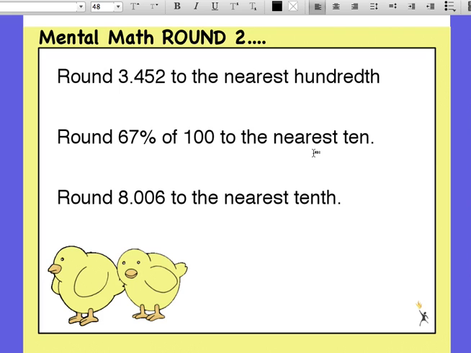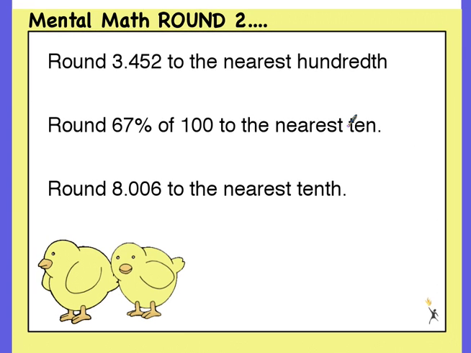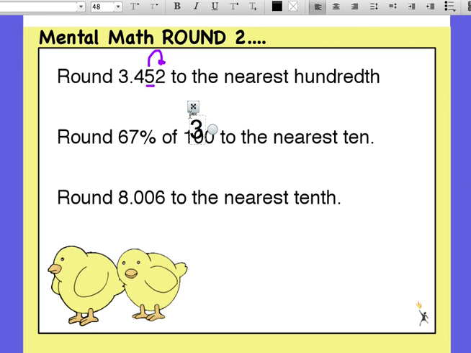Rounding 3 and 452 thousandths to the nearest hundredth. Underlining our hundredths. Taking a look to the right. Everything to the left of the underlined value stays the same. And then we have to take a look at our 2. Well, because it is 2, we're going to keep it the same. Everything to the right of the underline will turn to a 0.